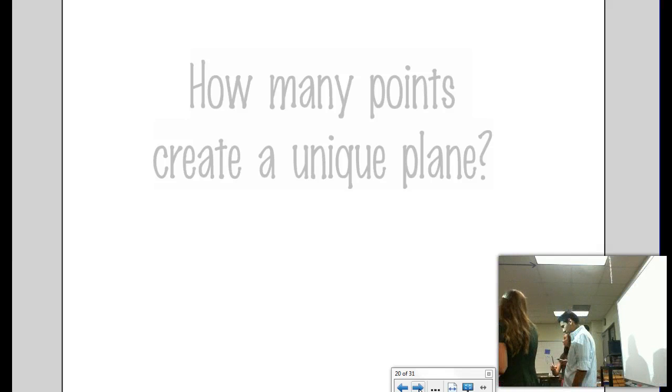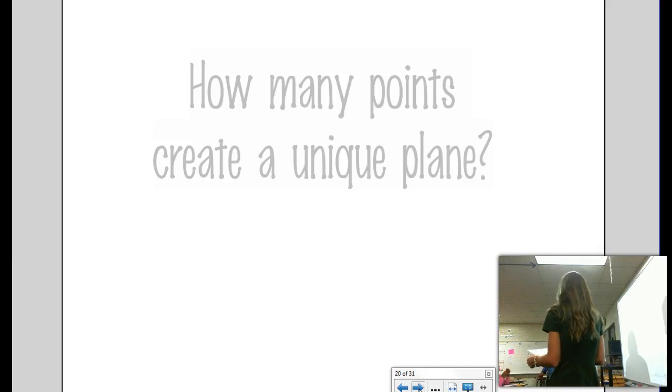Okay, let's try 3. Ready? Boom. Okay, it's touching all 3. Now I'm going to start to rotate it. You can see. Uh-oh, what happened? I lost a point. I'll go this way. I lost a different point that time. I'll go this way. I lost a different point. Can I rotate this without losing a point?